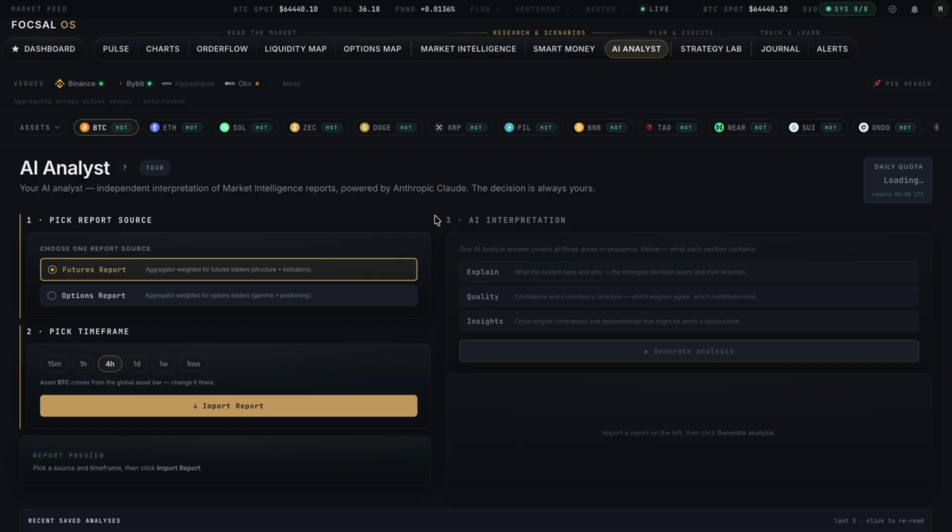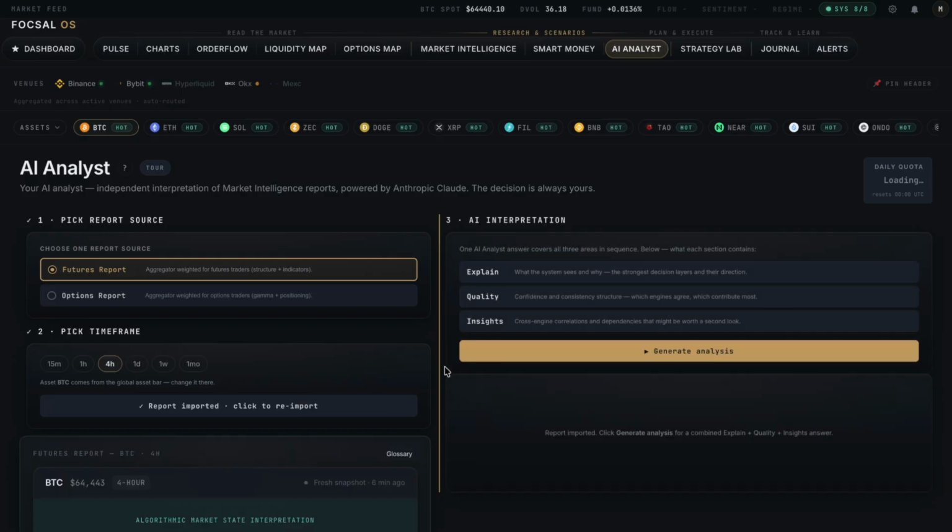Using it is simple, and it takes 2 steps. Step 1, you pick the source. You have 2 options, the futures report, weighted for futures trading, or the options report, weighted for options. Let's start with futures. Step 2, you pick the time horizon. The same one you know from market intelligence, from 15 minutes to a month. I'll pick 4 hours, and I click import.